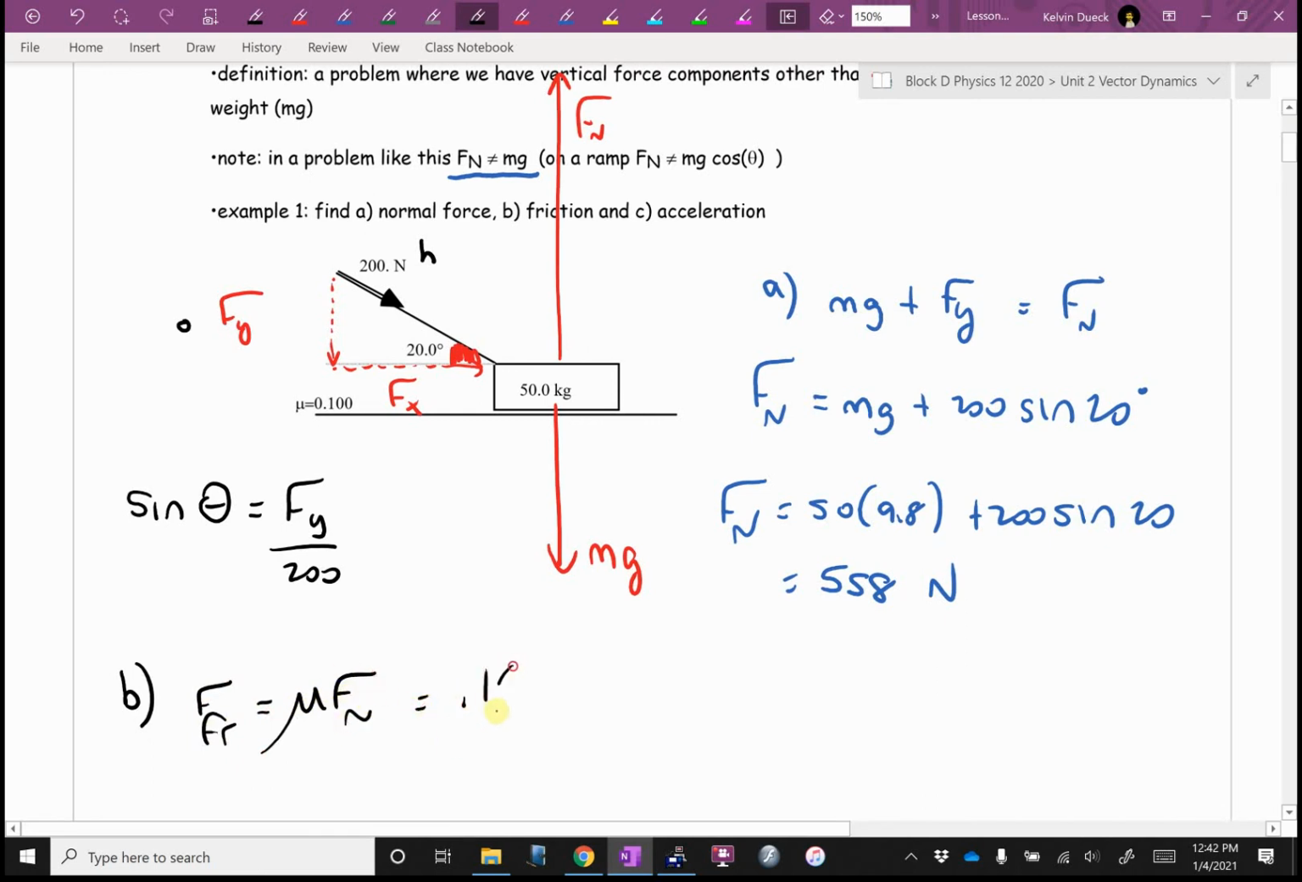It's going to be 0.1 times 558. I'm going to use my answer button. I don't need a calculator because multiplying by 0.1, Aiden, just moves the decimal point over 1. You got 55.8, right? I think, yes? Yeah. Okay.